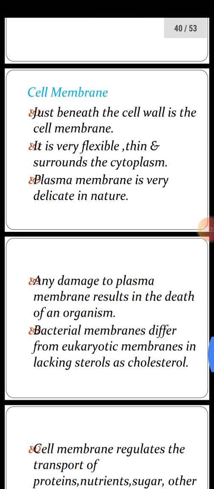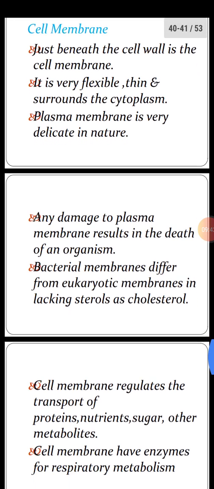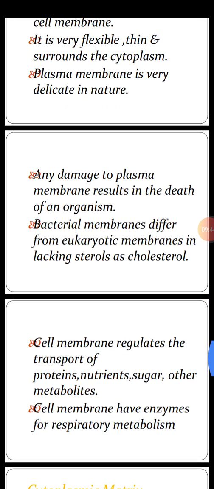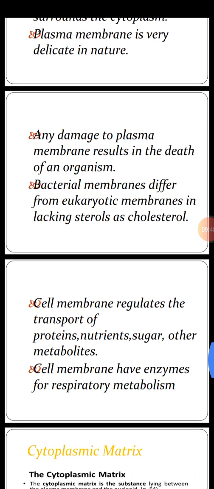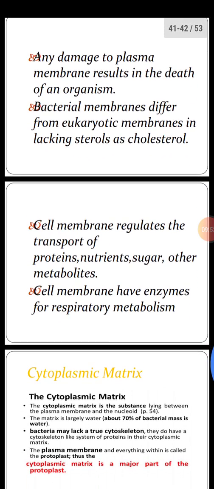Next is the cell membrane, or plasma membrane. Just beneath the cell wall is the cell membrane. It is very flexible and thin, and it surrounds the cytoplasm. The plasma membrane is very delicate in nature. That is, any damage to the plasma membrane results in the death of an organism. The bacterial membrane differs from eukaryotic membranes in lacking cholesterol and sterols.